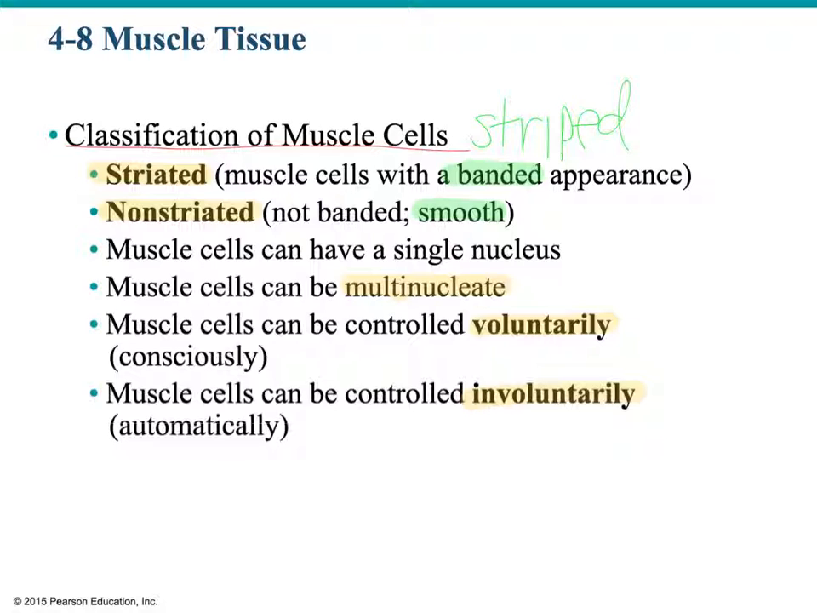Muscle cells can have a single nucleus. If we say that muscle cells that have more than one nucleus are multinucleate, do you guys know the term for having one nucleus? Maybe it's not a term. I was thinking of unicellular, but uninucleate maybe? Let's say that's a word.